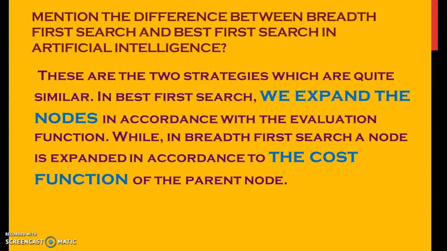Mention the difference between breadth first search and best first search in artificial intelligence. These are two strategies which are quite similar. In best first search, we expand the nodes in accordance with the evaluation function, while in breadth first search, a node is expanded in accordance with the cost function of the parent node.